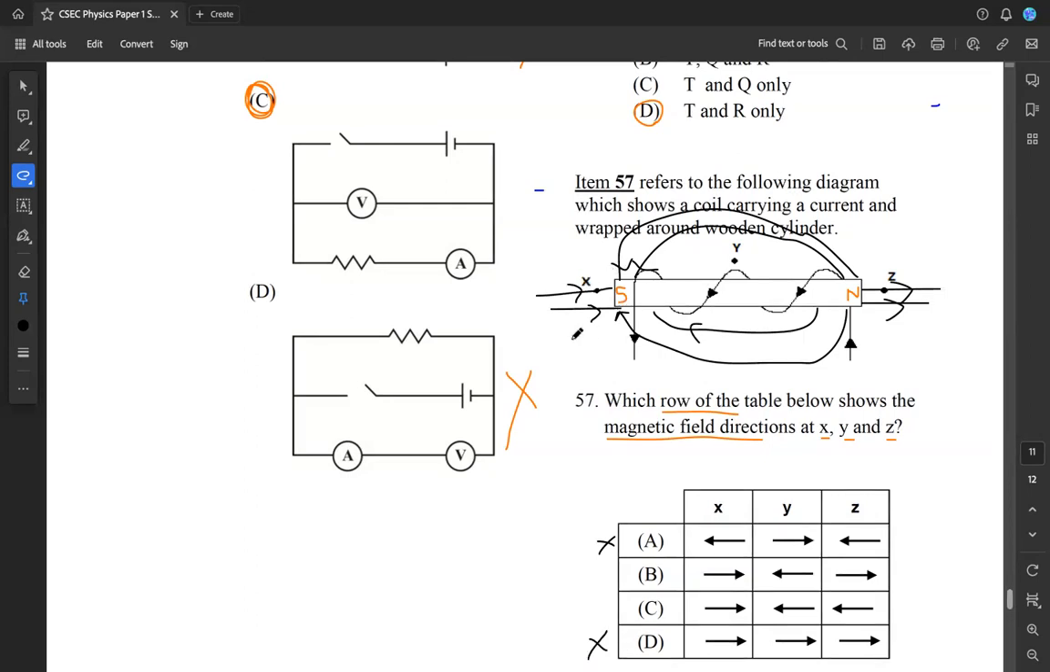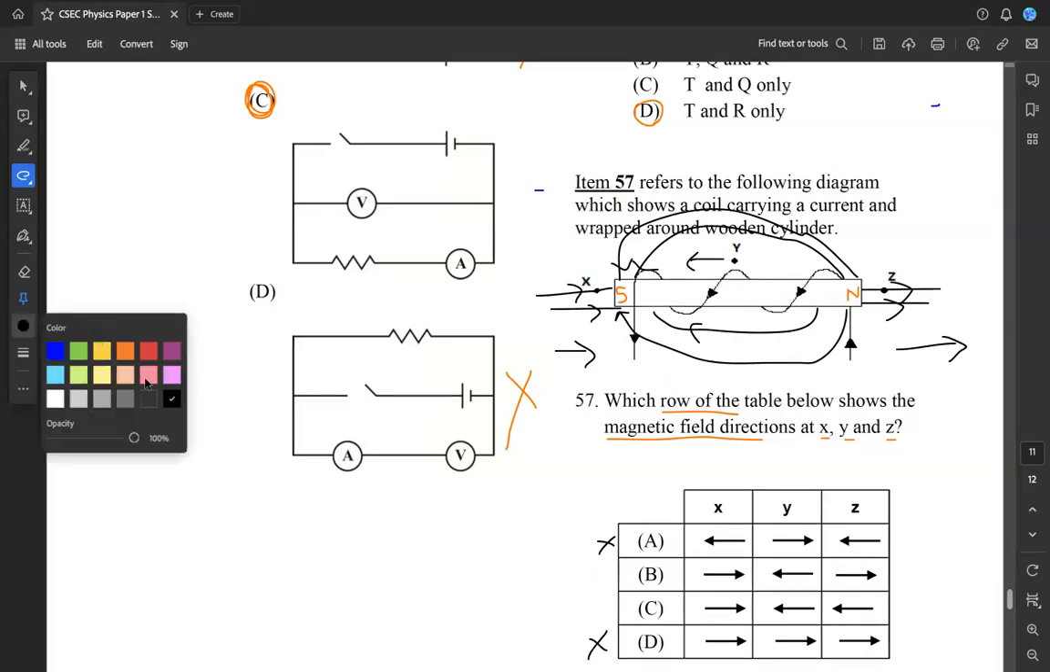So let's write it. So at X, we have the field pointing to the right. At Y, we have the field pointing to the left. And then at Z, we have it pointing to the right. So let's see what matches that. So we're supposed to have right, left, right. Right, so right, left, right would be B. Okay, so B is our answer for 57.